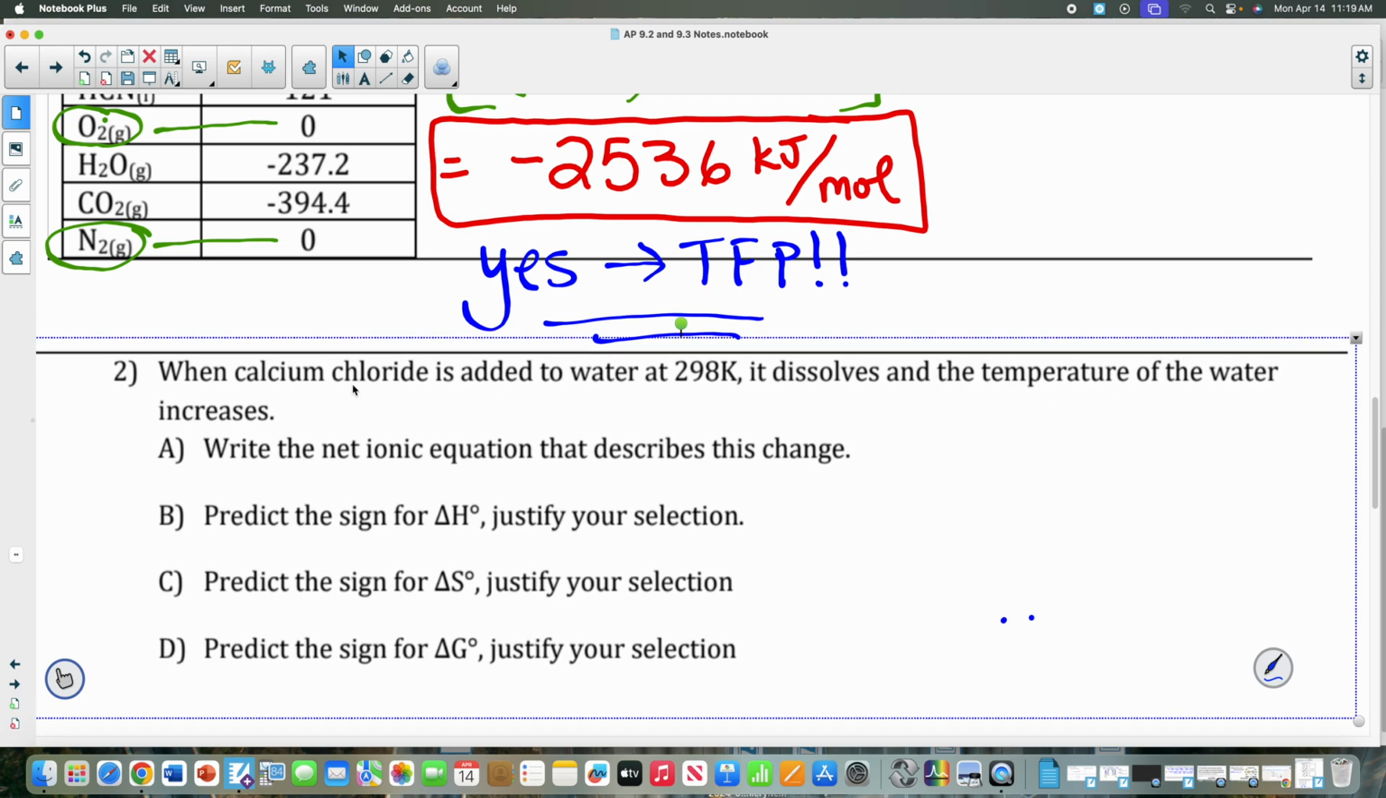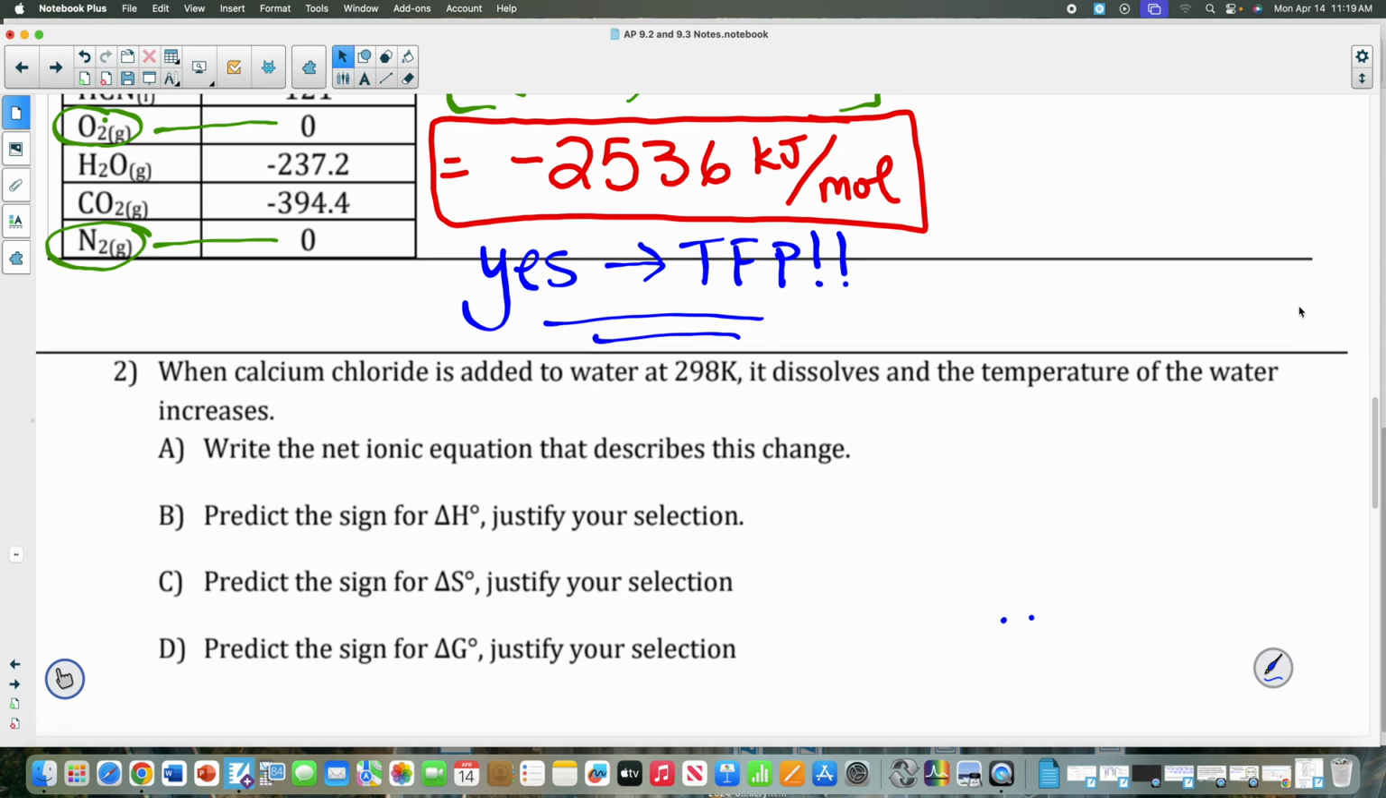Okay, here's a good one. When calcium chloride is added to water at 298 K, it dissolves and the temperature of water increases. So write the net ionic equation that describes this change. So it's a dissolution equation, right? Calcium chloride.